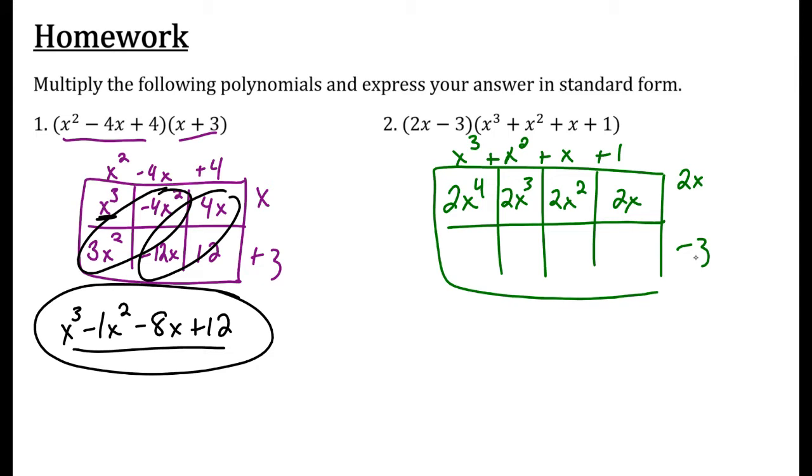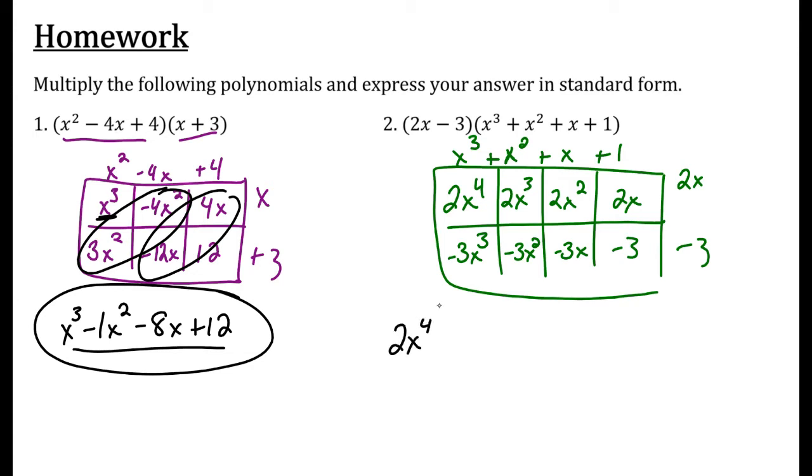Now I'm going to distribute in that negative 3. Negative 3 times x cubed is negative 3x cubed. X squared times negative 3 is negative 3x squared. And I'm just going to keep distributing here. Good. Now that I filled in my table, I add my boxes together.